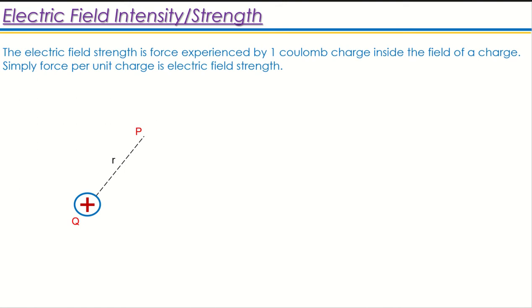Today we are starting with the electric field, our electric field intensity, our electric field strength. So first we want to find the strength of the electric field at point P, which is at a distance r from a given charge capital Q. So we are interested to find the electric field at point P.